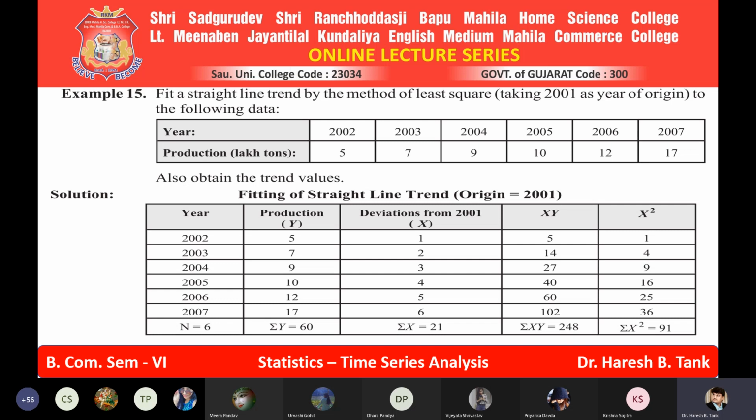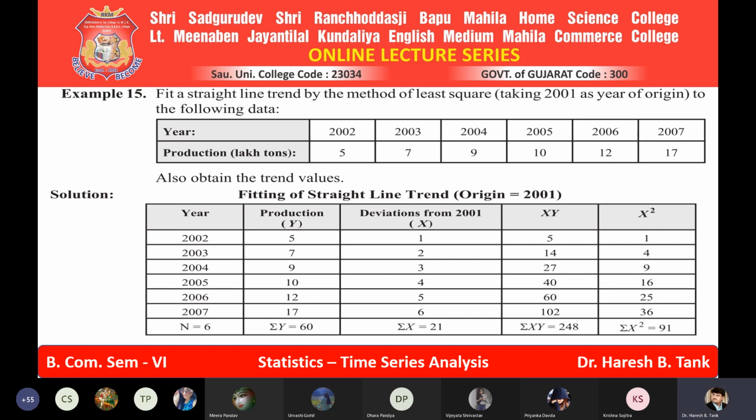At the end, write down summation of xy. Summation of xy means sum of each of these entries. That is 5 plus 14 plus 27 plus 40 plus 60 plus 102, and that sum is 248. All of you are getting this 248? Yes, sir. Okay, right enough. The next column is sum x square.